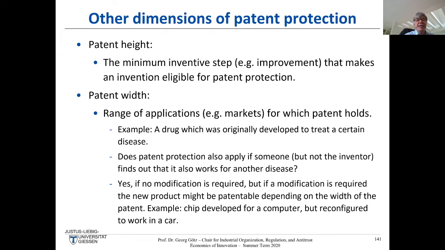Another dimension is patent height. That is the minimum inventive step. Okay, how much better does your innovation have to be than a previous one?